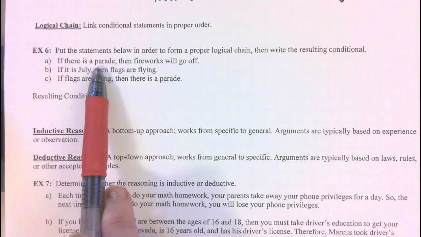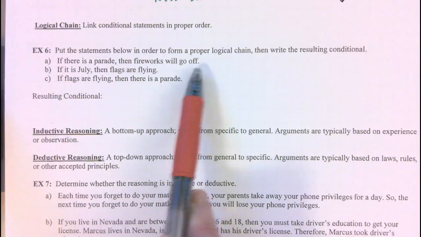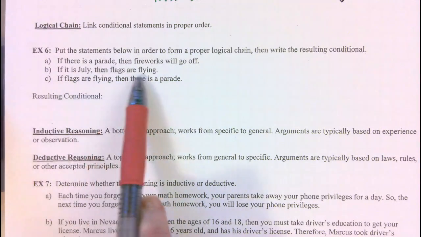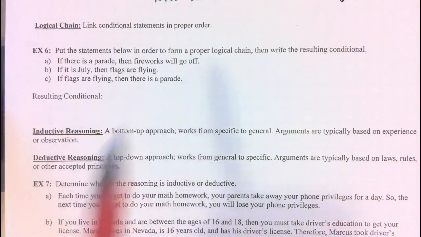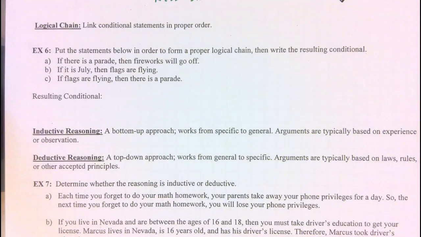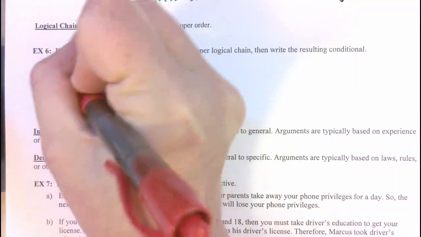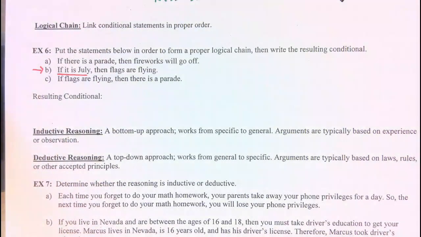So we have these 3 statements. A: If there's a parade, then fireworks will go off. B: If it is July, then flags are flying. C: If flags are flying, then there is a parade. So you're looking for the statement that starts things off. Look for the conditional statement where there's a hypothesis that's not mentioned in any conclusion. And that would be right here where B is. If it is July, there's no mention of July in any of those conclusions. So we must start with B, if it is July.